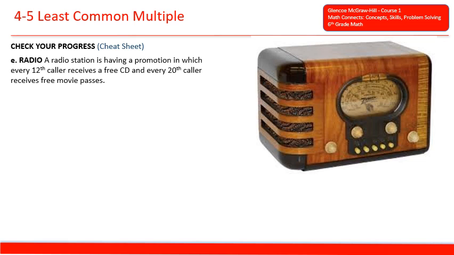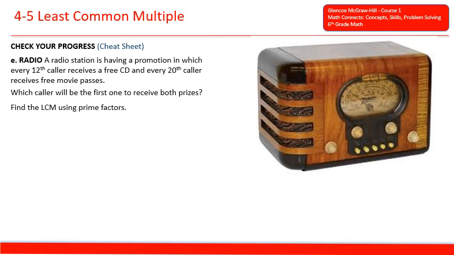Check your progress. A radio station is having a promotion in which every 12th caller receives a free CD, and every 20th caller receives free movie passes. Which caller will be the first one to receive both prizes? So that means there'll be a numbered caller that will receive both the CD and the free movie passes.